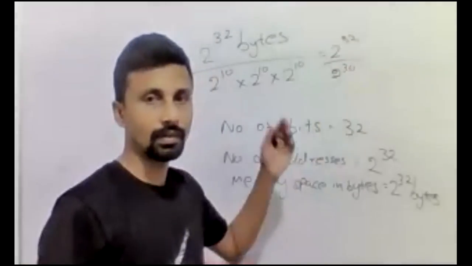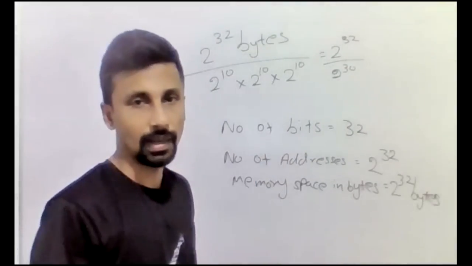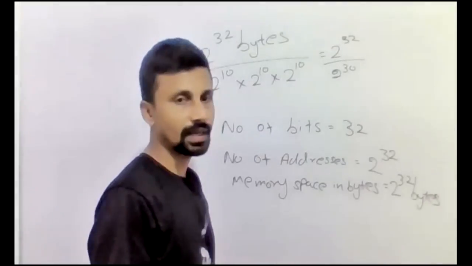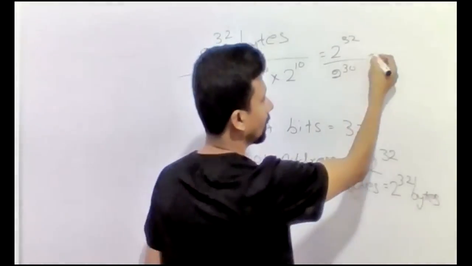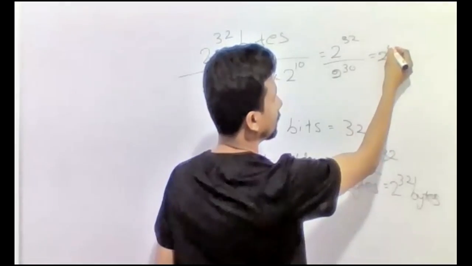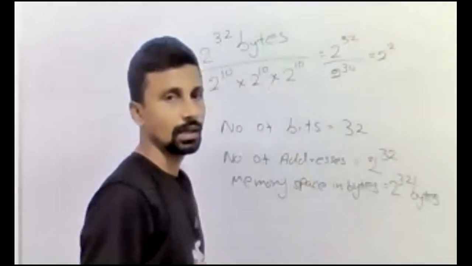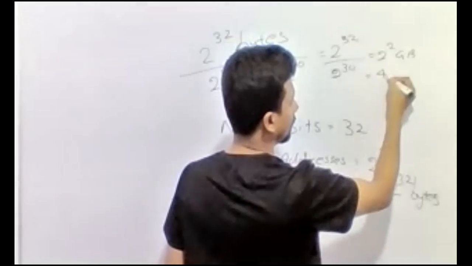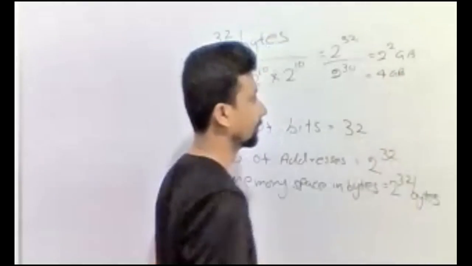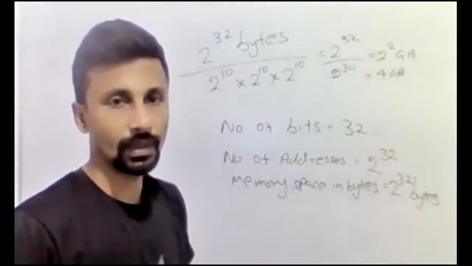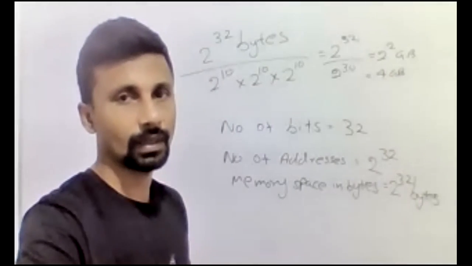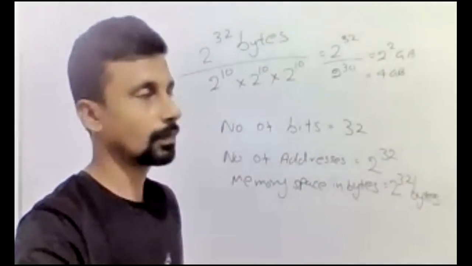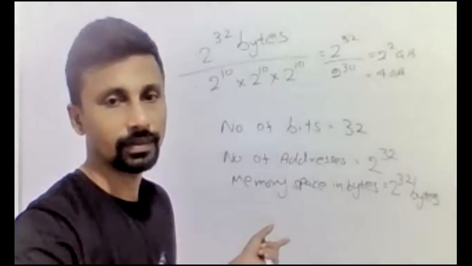When you are dividing, you subtract the powers. So I get 2 to the power 2, since 32 minus 30 is 2. 2 to the power 2 gigabytes, which means 4 gigabytes. This is the way you have to calculate that, right?